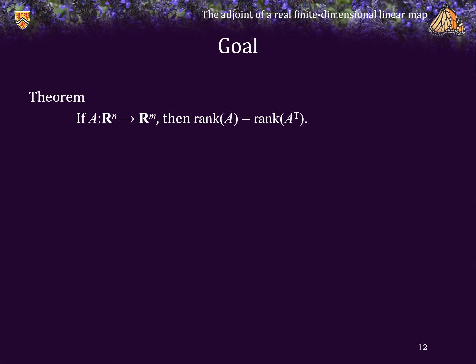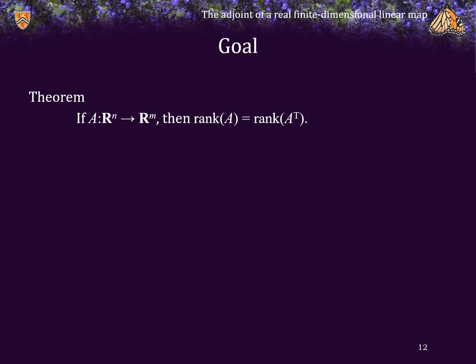Now, here's our theorem. If A maps Rn to Rm, then the rank of A is equal to the rank of A transpose. Now, that seems a little bit suspiciously too easy. After all, the range of A is a subspace of R^m, and the range of A transpose is a subspace of R^n. So what guarantees that the dimensions of these two ranges are equal? After all, they are in different spaces altogether.